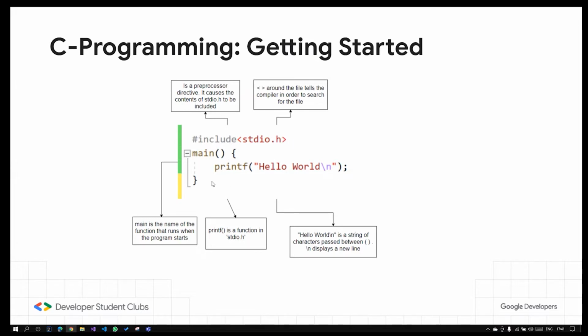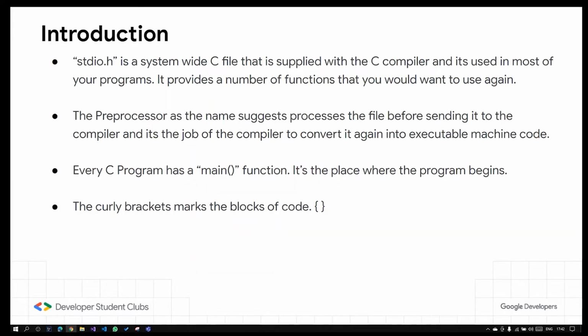So here in the main function we are just printing hello world. Main is the name of the function where the program starts in C. printf is a function in stdio.h. As I told sometime earlier, stdio.h has some contents, and printf is one such function. Hello world is a string of characters that is passed, and slash n is an escape character, and this prints a new line. So moving on, this is about the introduction.